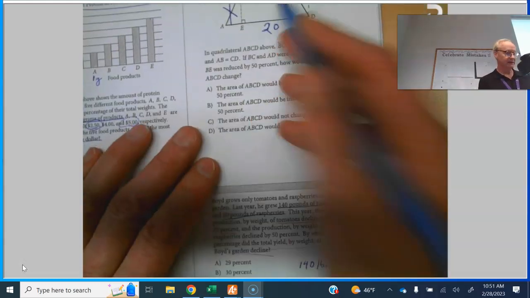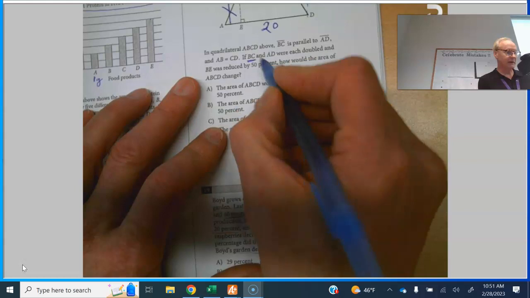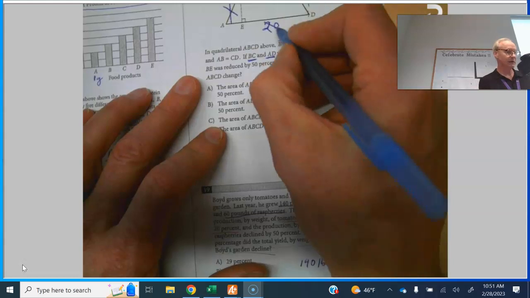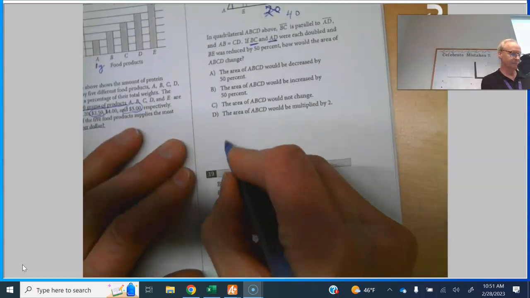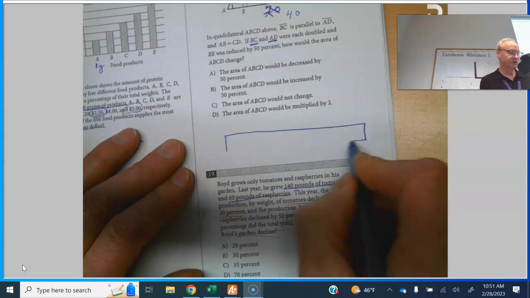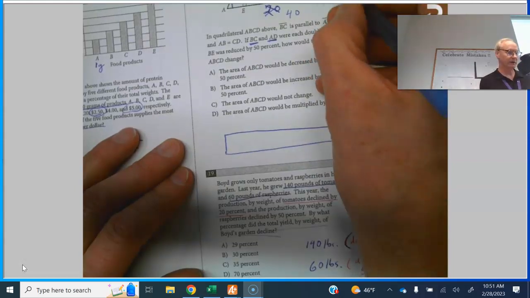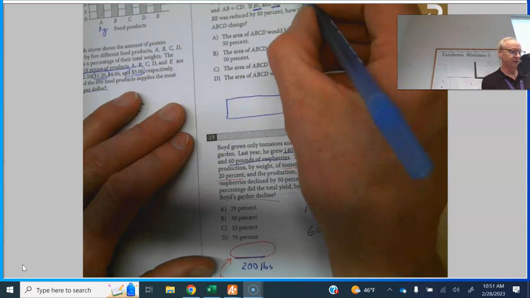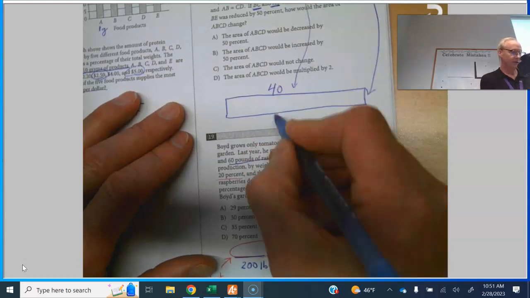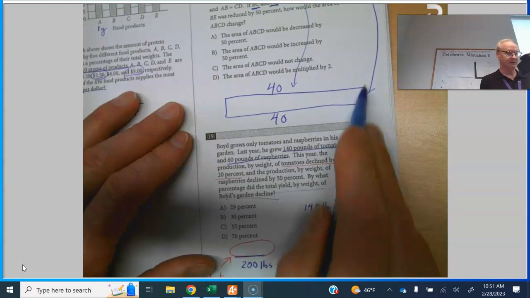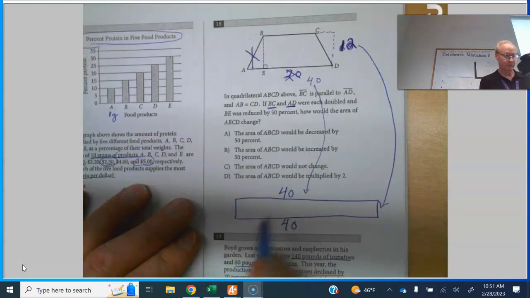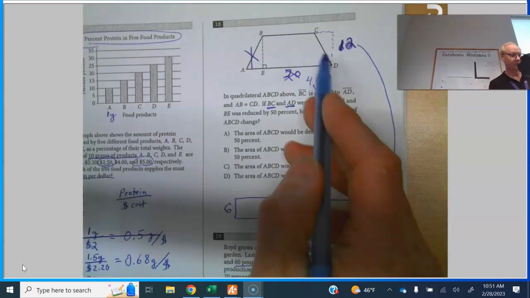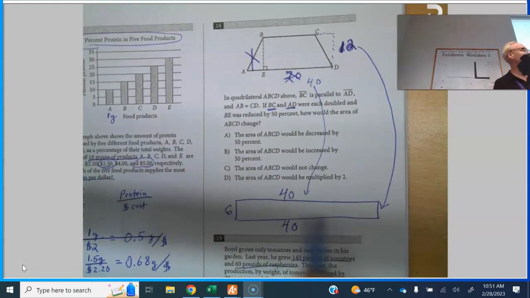With this one, it says that BC and AD were increased by being doubled. So instead of 20, they're now going to be 40. So I'm going to redraw it. Now you'll notice I didn't draw it as wide because they said that we're going to reduce this by 50%. So put your new dimensions in. It's going to be 40 this way and 40 down here. And the height is going to be changed from 12 to 6 for mine. If you used a different one, see what area you had before, see what area you have now, and compare them.